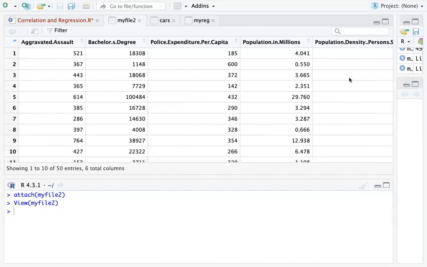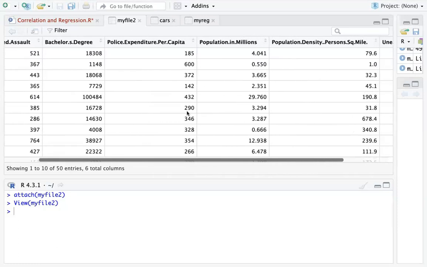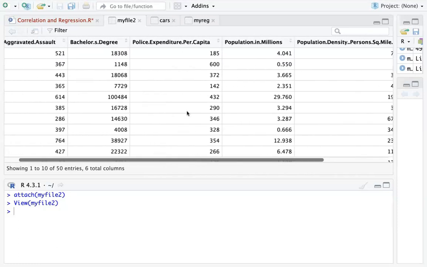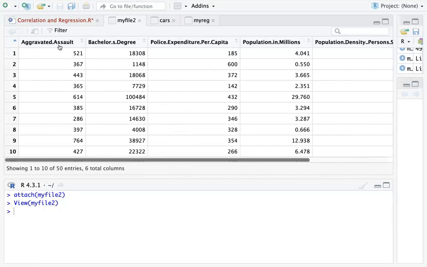Now, I know it's a little bit tricky, but I want you to stop this for a few moments and decide which one of these is a dependent variable and which variables are independent variables. Aggravated assault, or in other words, crime rate, that is a dependent variable.